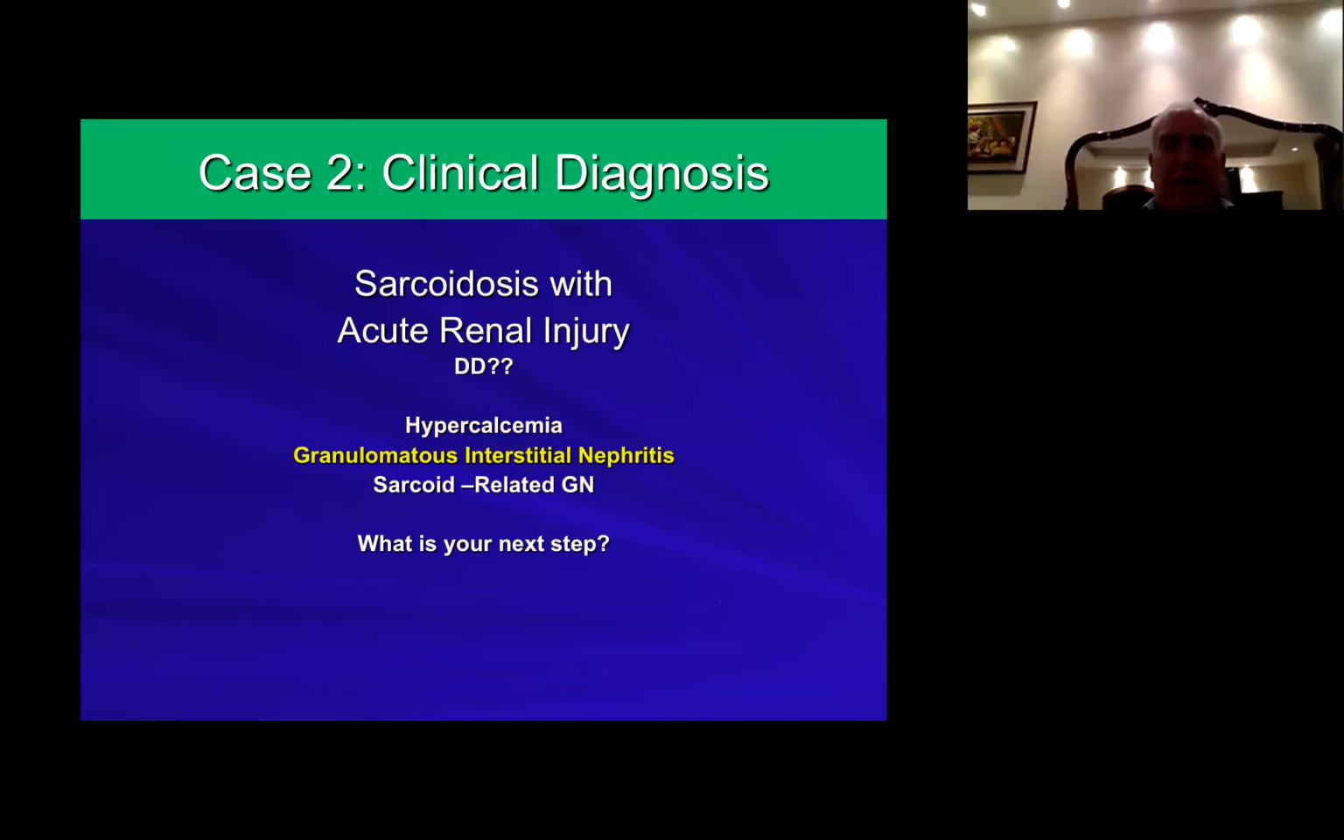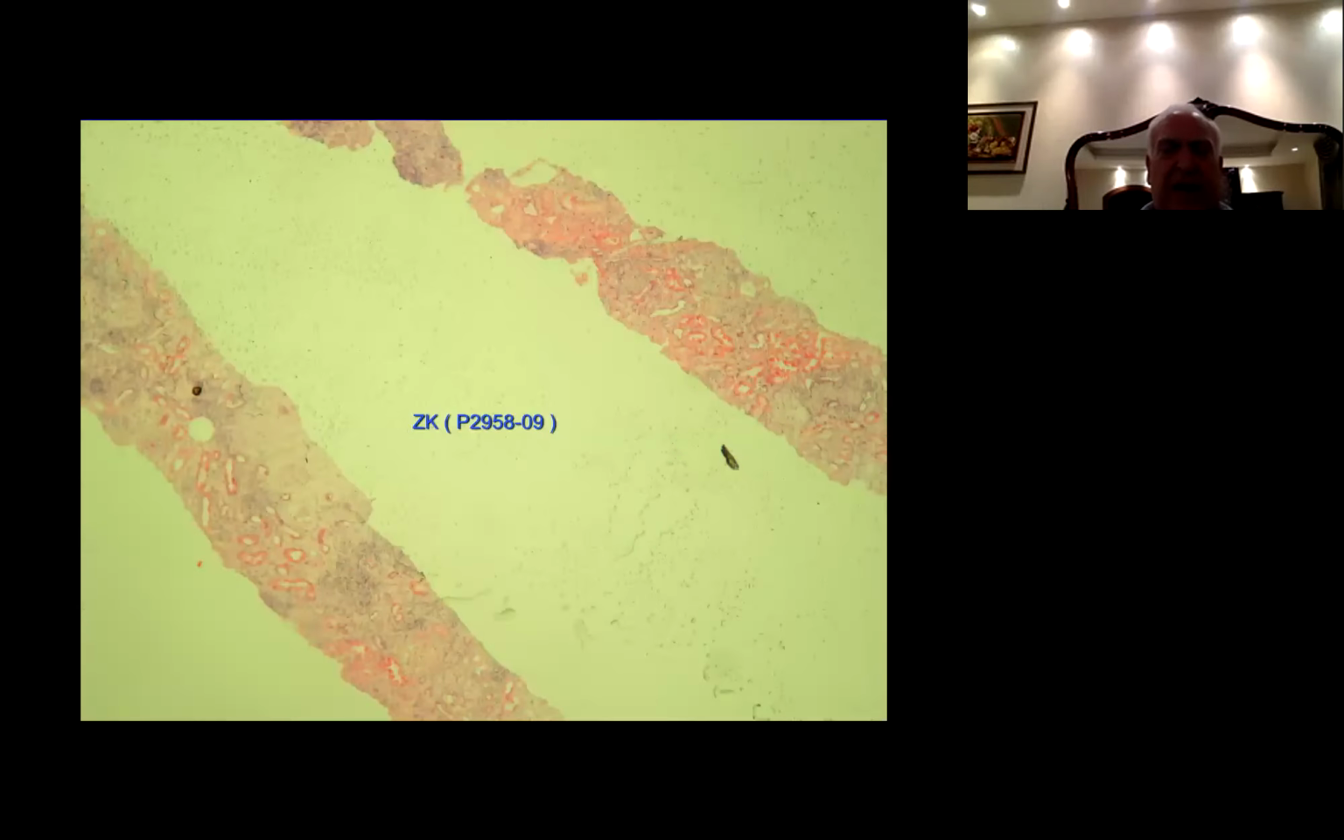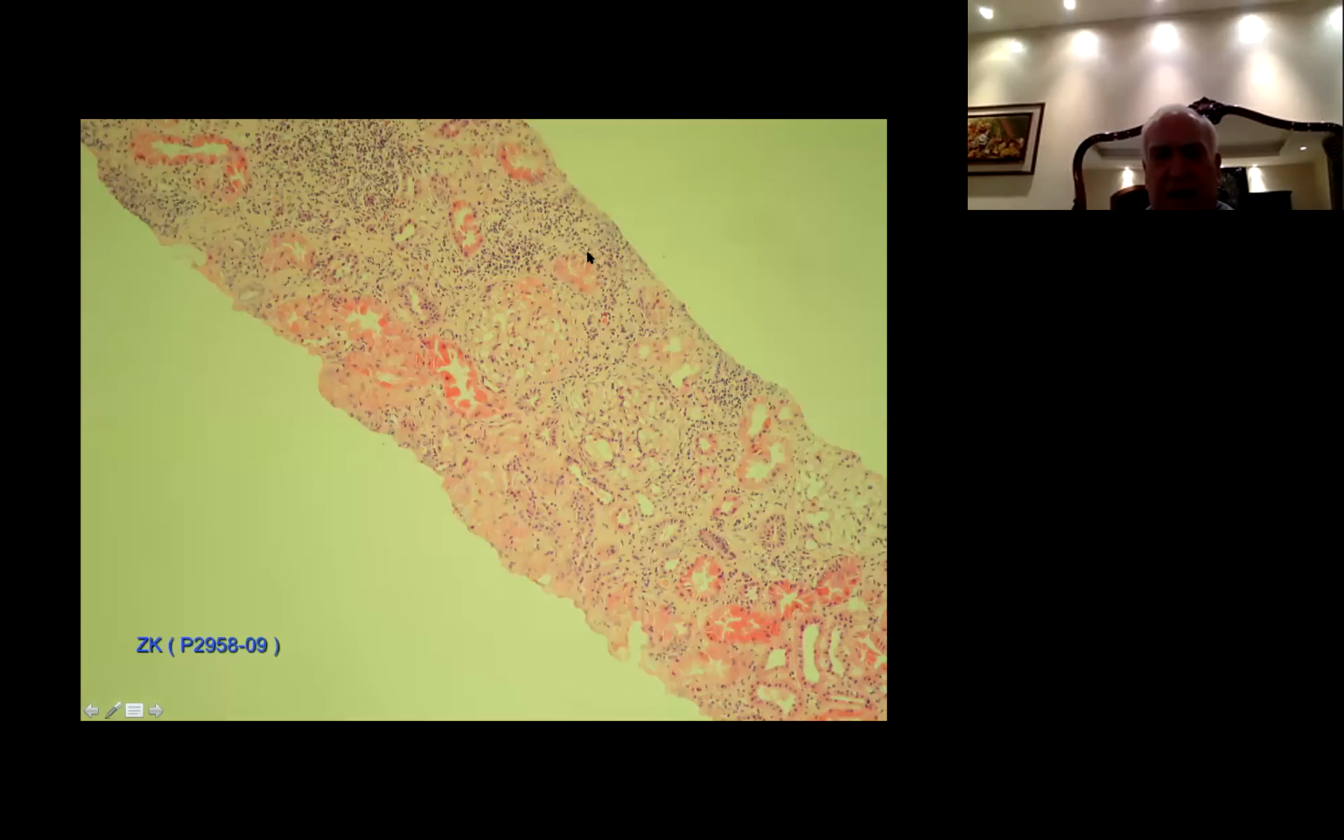Now, sarcoid-related GN. Now the next step is biopsy. We have 14 glomeruli on the biopsy, 9 on the immune fluorescence, and that's the biopsy here. We have that on light microscopy. We can tell that there are some abnormal findings. Here, there is a lot of interstitial fibrous tissue present. And if we look at higher magnification, again, there's some interstitial infiltrate present here.